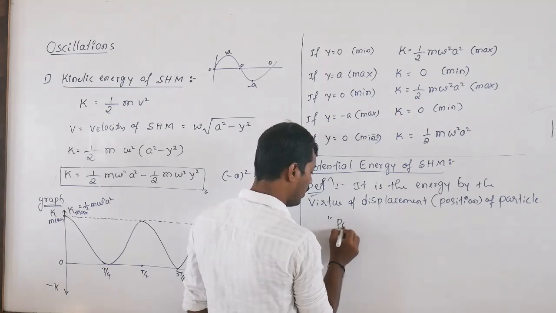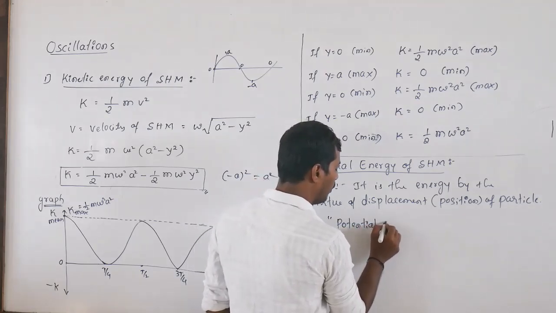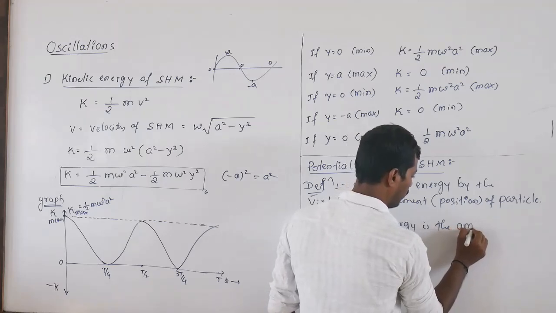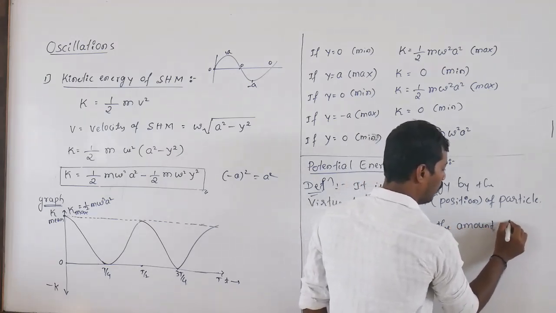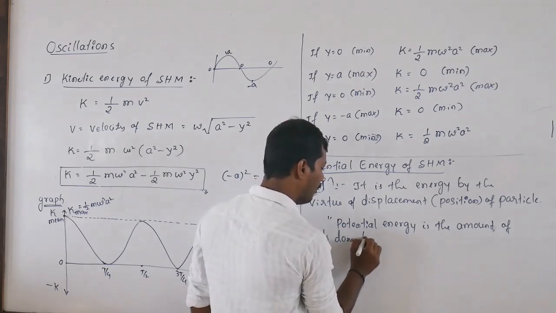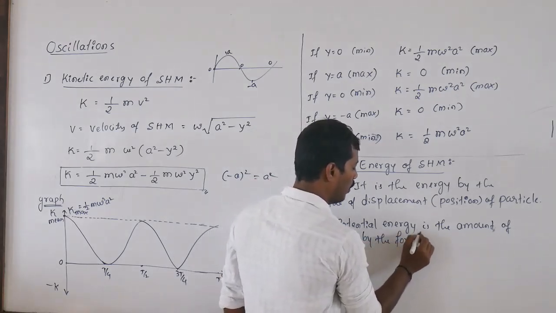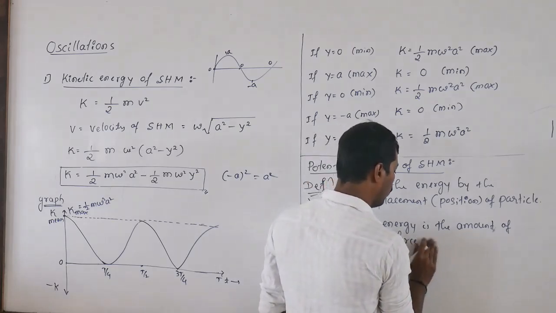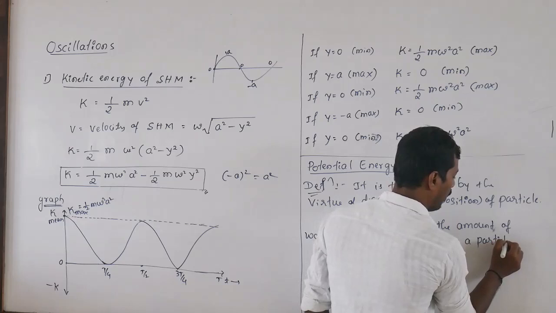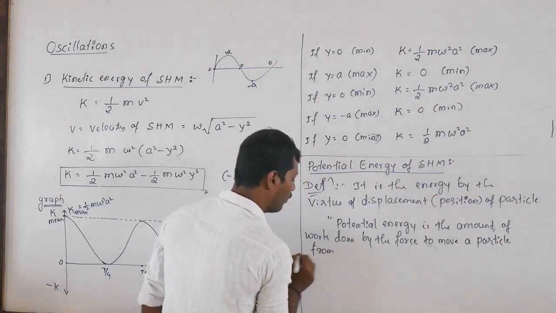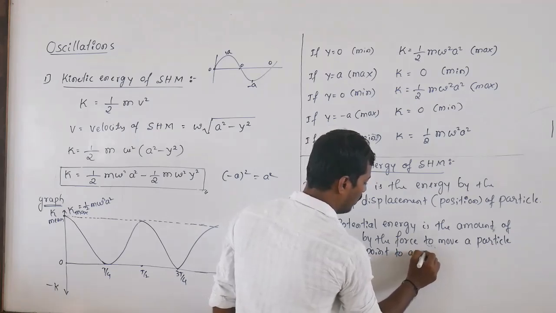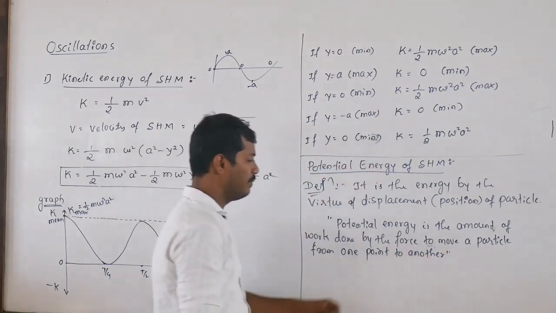The potential energy is also defined here as the amount of work done by the force to move a particle from one point to another. I'll write a simple definition here.